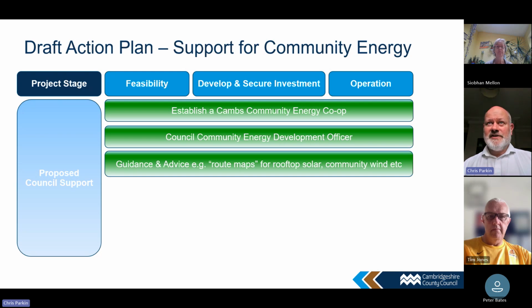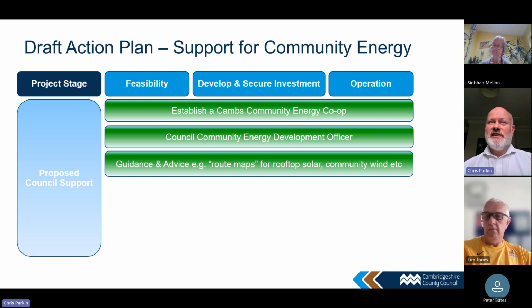And the first idea is to establish a Cambridgeshire-wide community energy cooperative. So that would pool the expertise required to develop these types of projects, and address those time and expertise barriers that were mentioned in Community Energy England's survey of challenges and barriers to community energy. So that would bring together skills like project management, finance, marketing, environmental knowledge, engineering knowledge, all within a central group that could then support individual communities in delivering their own projects.